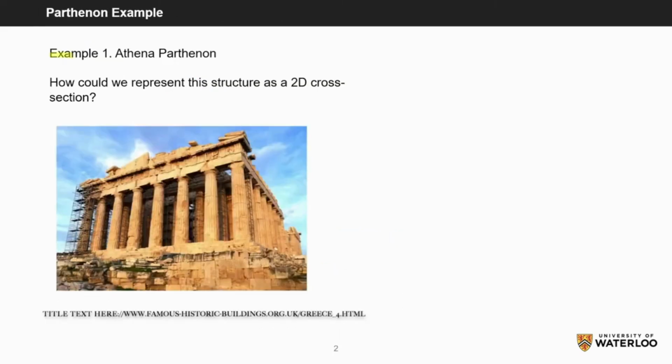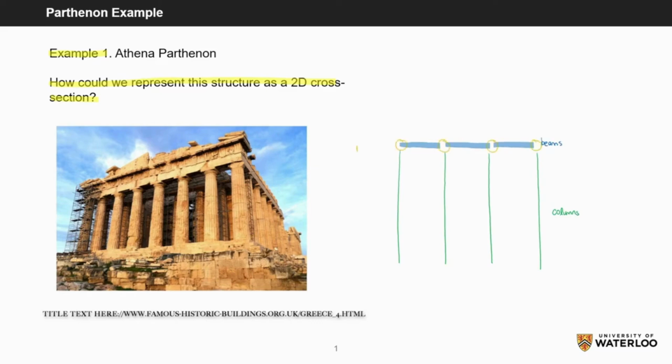The first example we will look at is the Athena Parthenon. Pause the video here and see if you can determine how to represent this structure as a 2D cross-section. First, we will draw the columns and beams using lines. Second, we will represent the connecting parts as pin joints, meaning no moment is transferred between members.